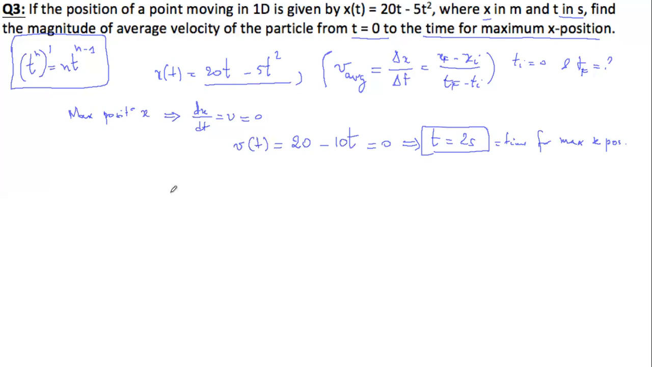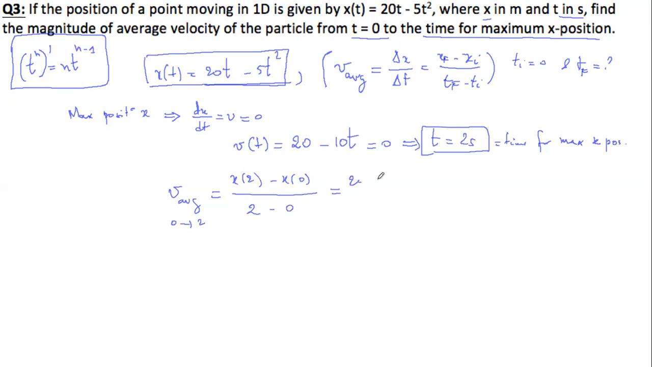Okay. Now I want the average velocity between 0 and 2 seconds. So it will be x at 2 minus x at 0 divided by 2 minus 0. For x at 2, I have to use this formula. I just plug in and replace t by 2. So it will be 20 times 2 minus 5 times 2 squared. What is x at 0? x at 0 is 0, and this is divided by 2. So if you do it properly, you will have 40 minus 20 divided by 2. So 20 divided by 2 gives you an average velocity of 10 meters per second.